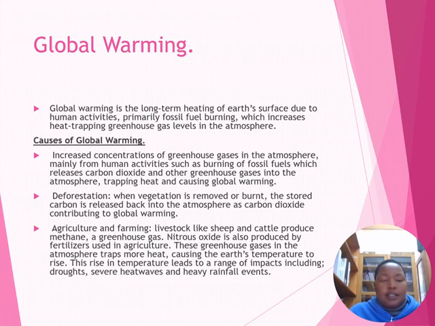Agriculture and farming. Animals, livestock like sheep and cattle, produce methane, a greenhouse gas. When livestock graze at a large scale, as in Australia, the amount of methane produced is significant. Nitrous oxide is also produced from fertilizers used in agriculture. Agriculture and farming contribute to about 25% of global greenhouse gas emissions.